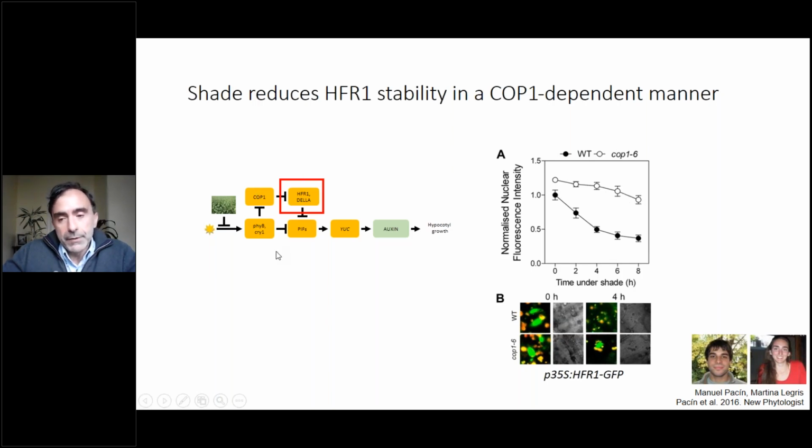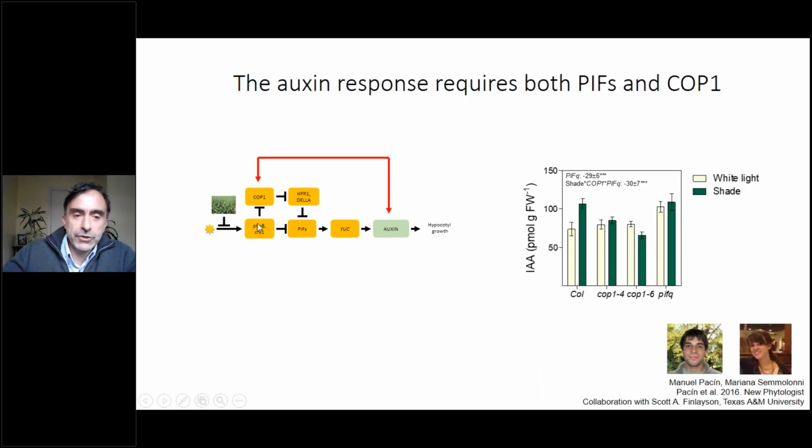So by the work from other laboratories, we know that HFR1 is one of the direct targets of COP1, and that supports this regulatory mechanism here, which converges on the action of PIFs. We can see that at different levels. For instance, at the level of auxin, we can see that there is a promotion by shade compared to white light in the level of auxin, but that promotion is actually lacking in the COP1 mutant background.